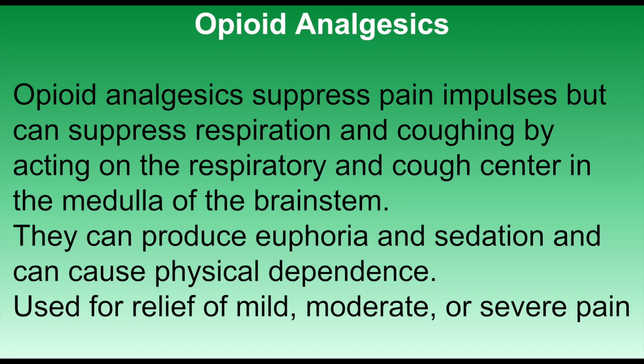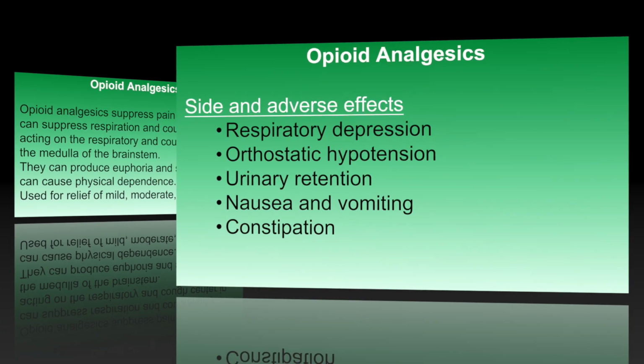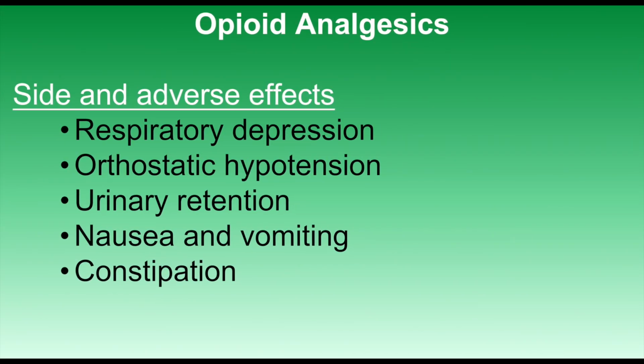Opioid analgesics suppress pain impulses but can suppress respiration and coughing by acting on the respiratory and cough center in the medulla of the brain stem. So they can produce euphoria and sedation and can cause physical dependence. The opioid analgesics are mainly used to treat mild to severe pain. The side effects and adverse effects are respiratory depression, orthostatic hypotension, urinary retention, nausea and vomiting, constipation.